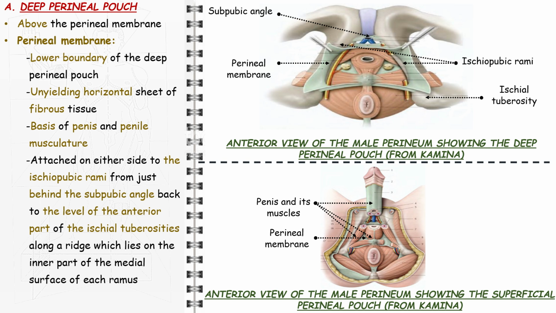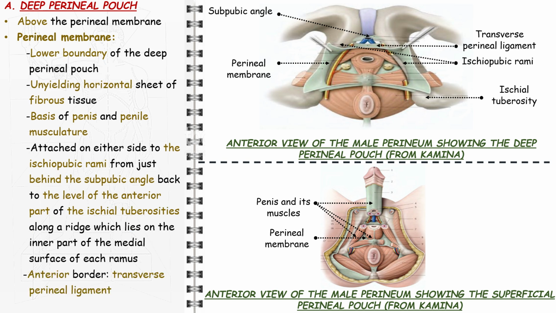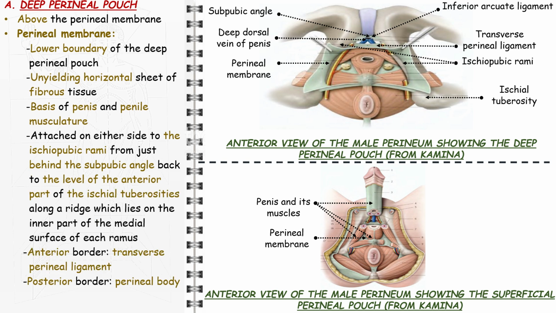Its anterior border forms the transverse perineal ligament, and there is a small gap between this and the arcuate pubic ligament through which the deep dorsal vein of the penis passes to reach the vesicoprostatic plexus. Its anteroposterior extent is about three and a half centimeters, and the superficial perineal fascia of Colles is attached along its posterior border, which fuses centrally with the perineal body. When standing upright, the perineal membrane lies approximately horizontally.